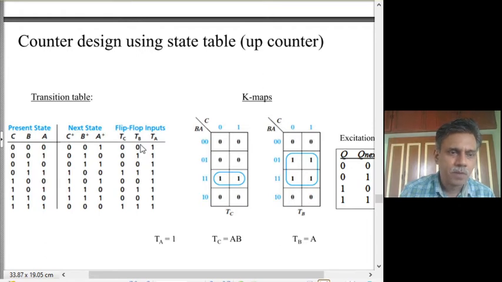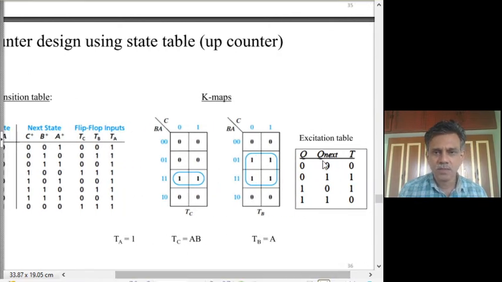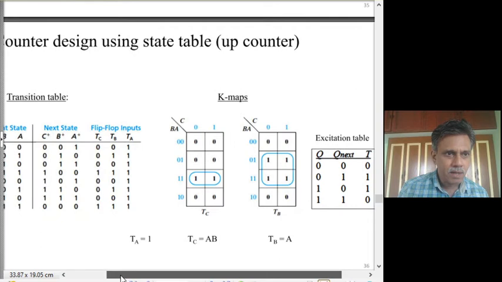Coming to TB, look at B and B plus and write down TB. Or more specifically, using this excitation table, we can write it. Here Q is the present state and Q plus is the next state, and the corresponding T input is given. When it comes to the derivation of TB, you mentally replace this T with TB, this Q with B and Q next with B plus, and look at B and B plus and decide on TB. This is how the TB column is being fixed.